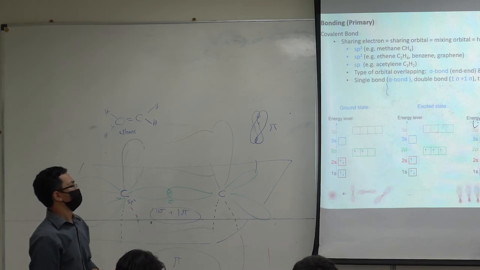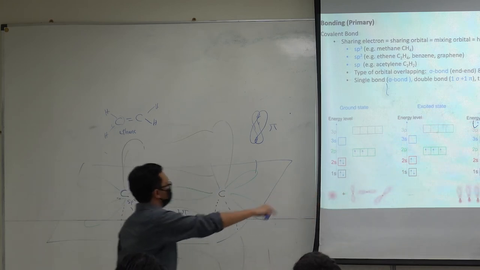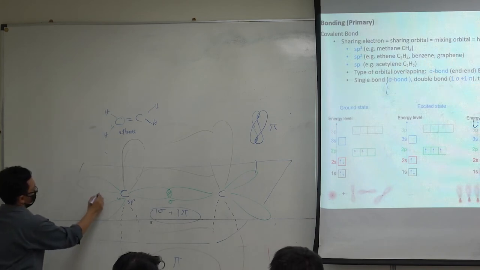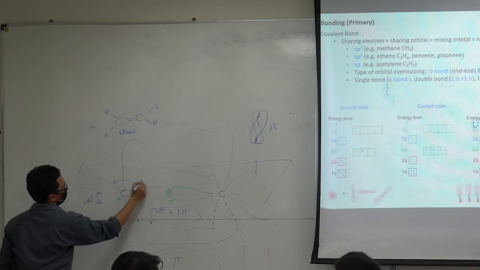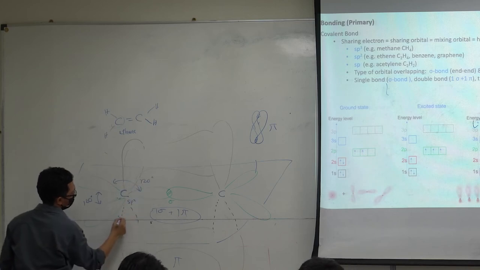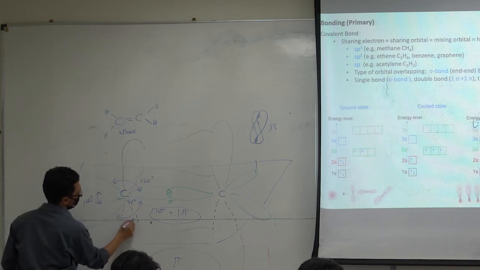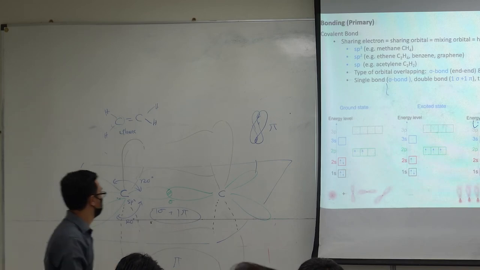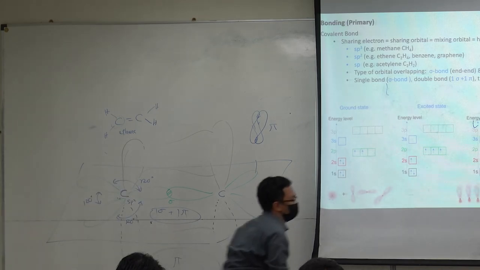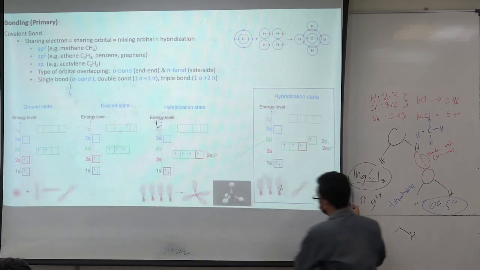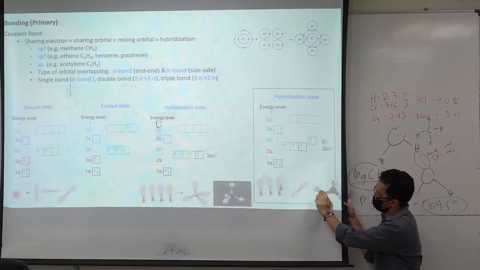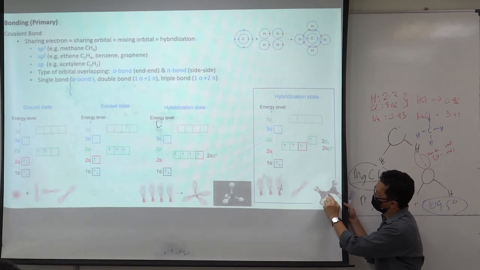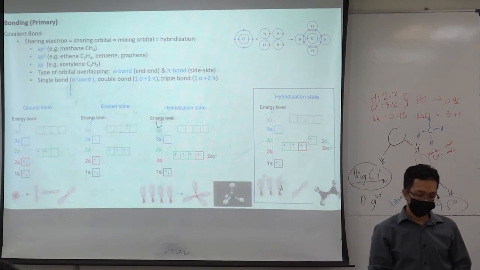For ethene, the bond angle between this and this is 120 degrees, this and this is 120 degrees, and this is 120 degrees. That's why when people use a 3D molecular model, there are certain angles here. So that's it. Understand or not?